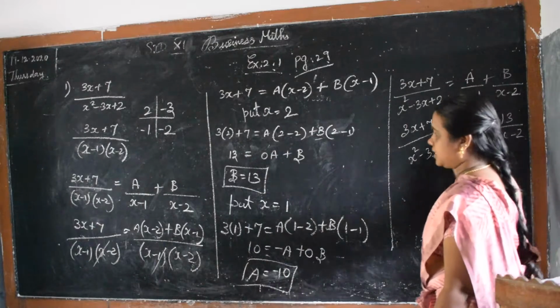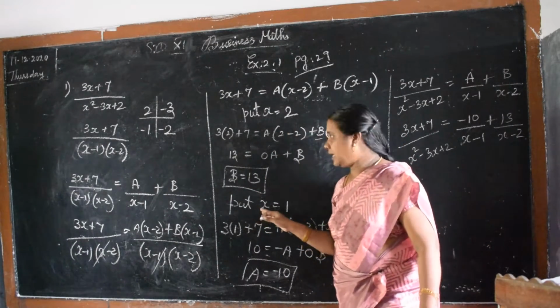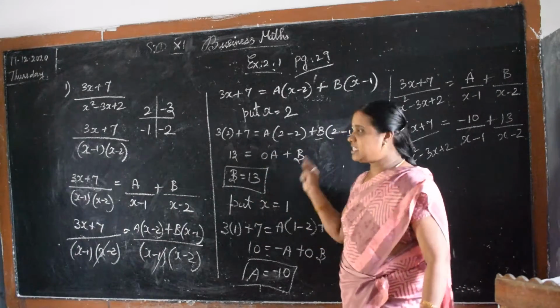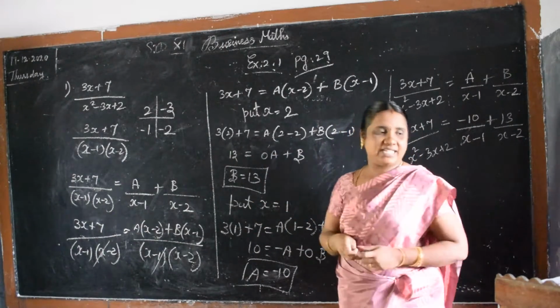Have you understood, children? Do you have to put 2 only, or 1 only? Not like that. You can substitute minus 2, minus 1, 0, any small numbers, and simplify, and you will easily get the answer. Okay.